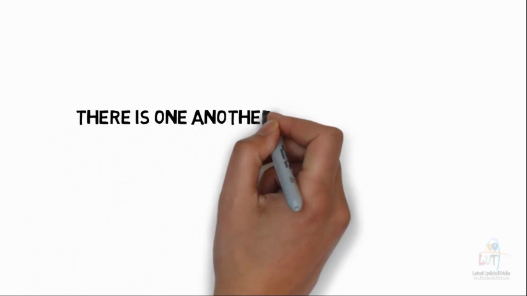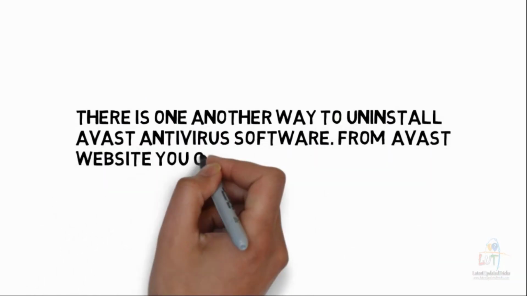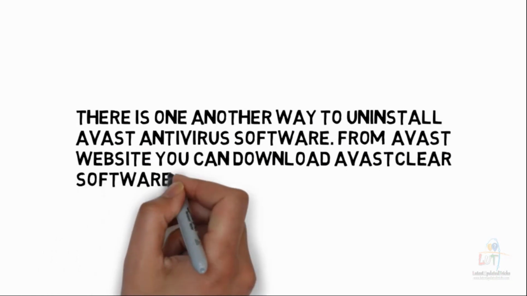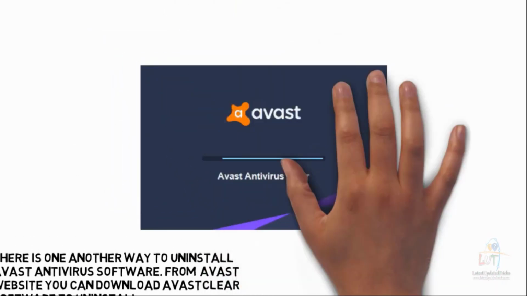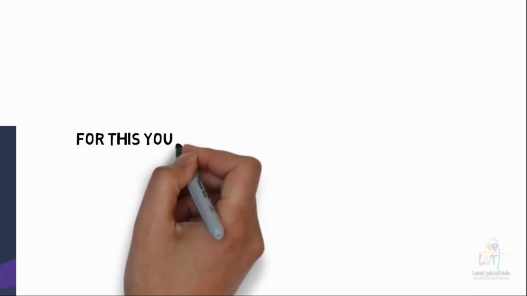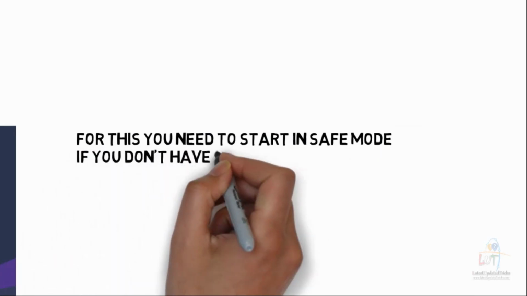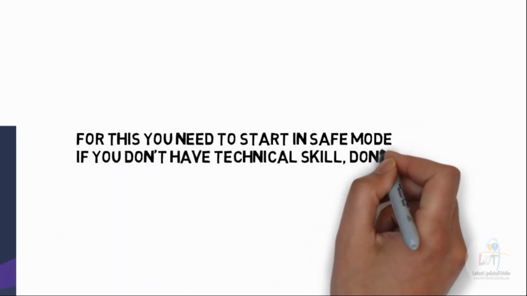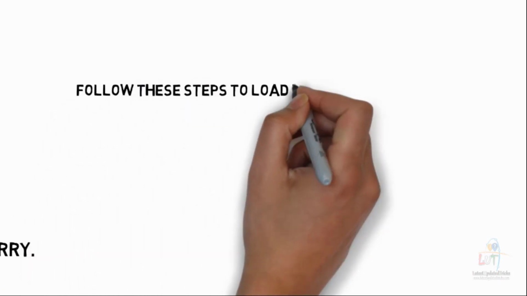There is another way to uninstall Avast antivirus software. From the Avast website you can download Avast Clear software to uninstall. For this you need to start in safe mode. If you don't have technical skills, don't worry. Follow these steps to load in safe mode.